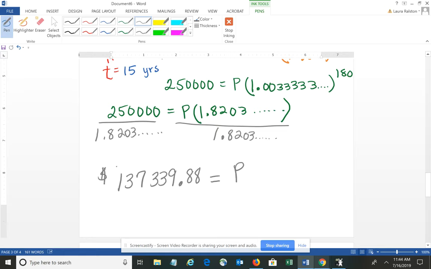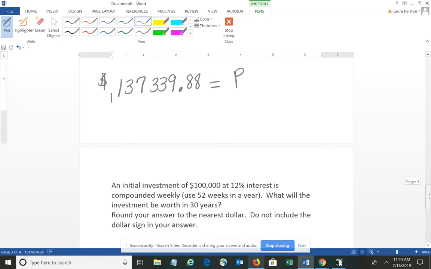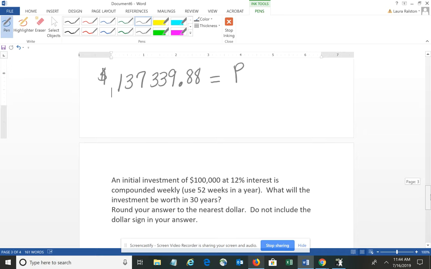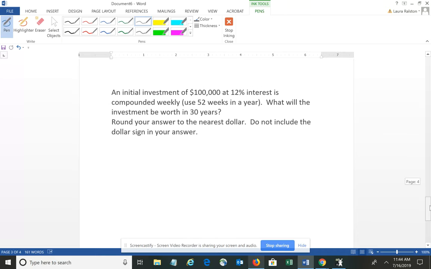Okay, so there was initially $137,339.88 deposited into the account. Okay, one more. It says an initial investment of $100,000 at 12% interest is compounded weekly. What will the investment be worth in 30 years? It says round to the nearest dollar.